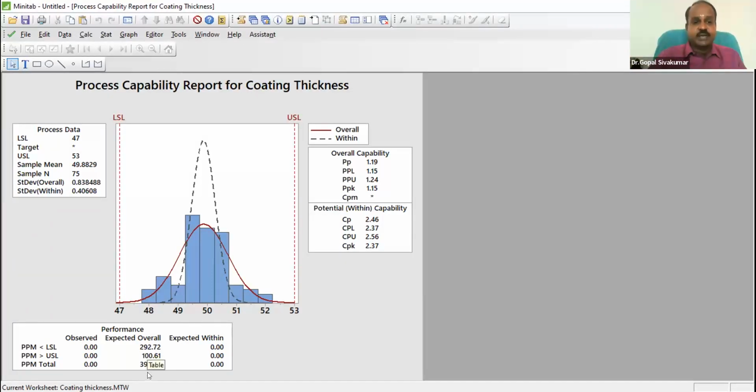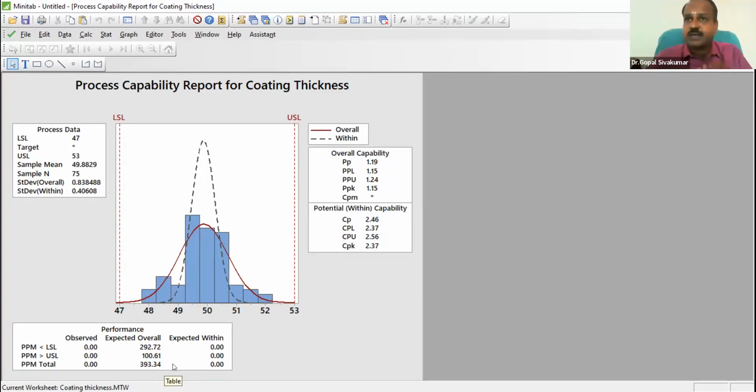But considering the red line, look at your PPM. How much is the PPM? 393. 394 rejections will happen considering PP, PPK for the same data. So what is this PP, PPK telling? We are going to talk about it on day number 5. But right now we are talking about CP, CPK, which are called capability indices, not the performance indices.